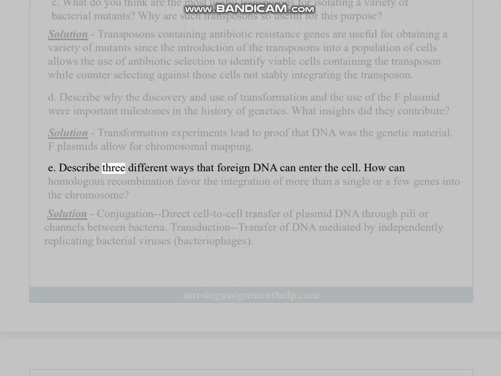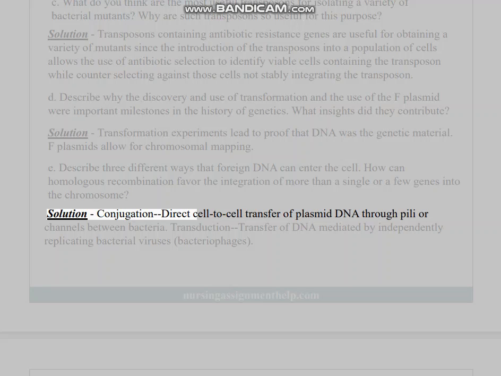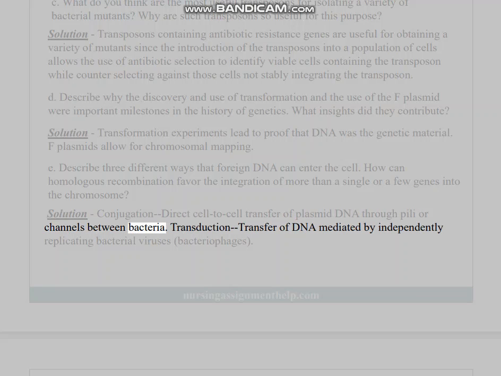E. Describe 3 different ways that foreign DNA can enter the cell. How can homologous recombination favor the integration of more than a single or a few genes into the chromosome? Solution: conjugation: direct cell-to-cell transfer of plasmid DNA through pili or channels between bacteria. Transduction: transfer of DNA mediated by independently replicating bacterial viruses, bacteriophages.